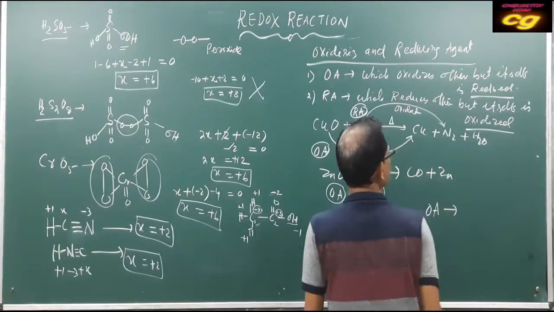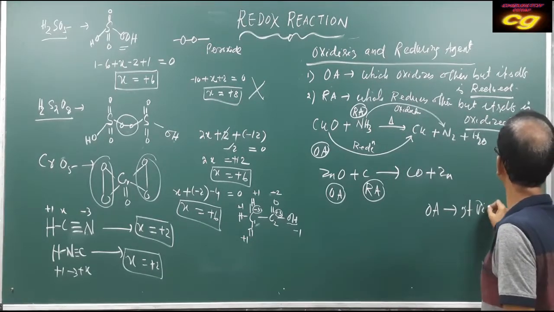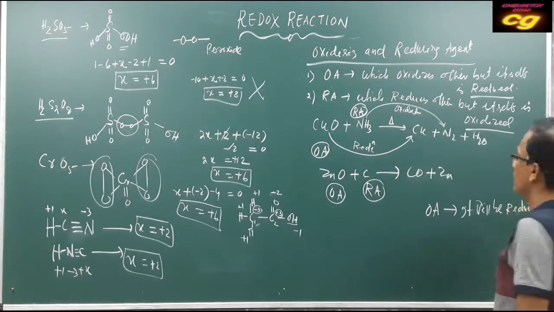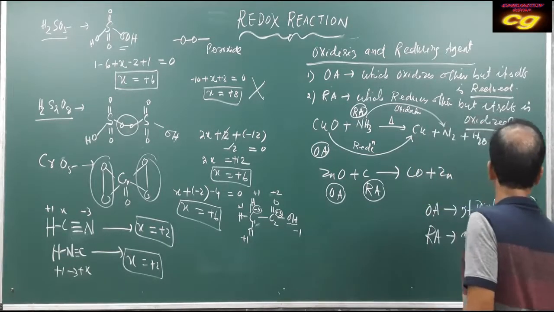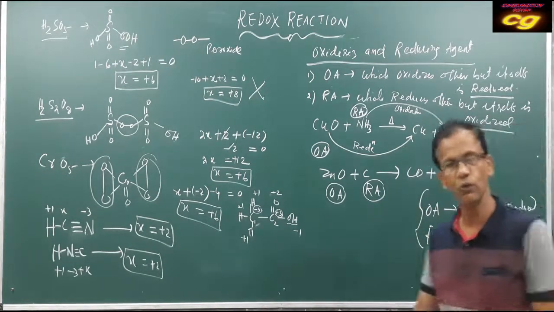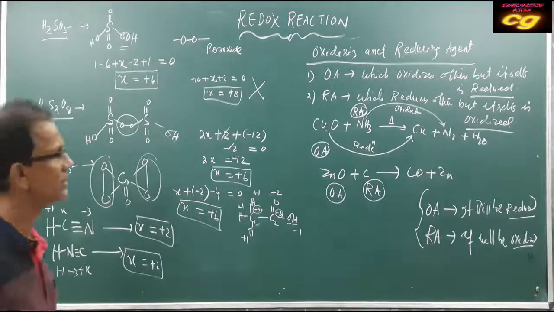So remember the trick: oxidizing agent means it will be reduced. Reducing agent means it will be oxidized. These two things are very important to remember. Oxidizing agent means it should be reduced, and reducing agent means it will be oxidized. In this way, we can know which reagent is an oxidizing agent and which reagent is a reducing agent.